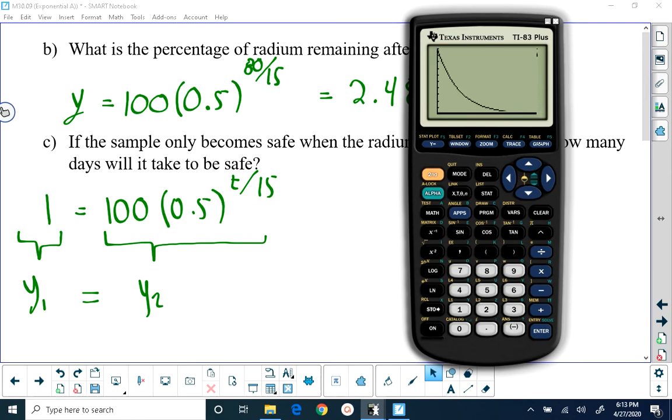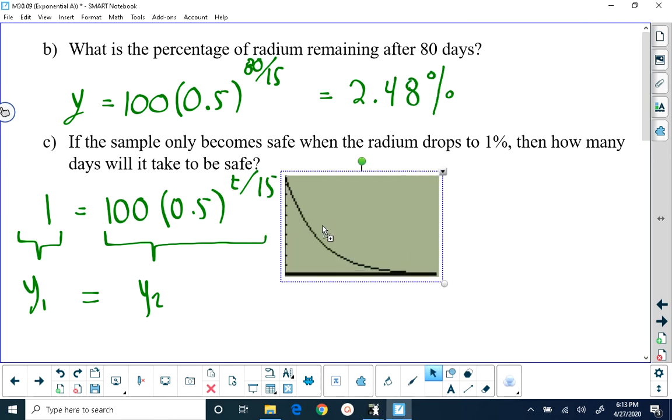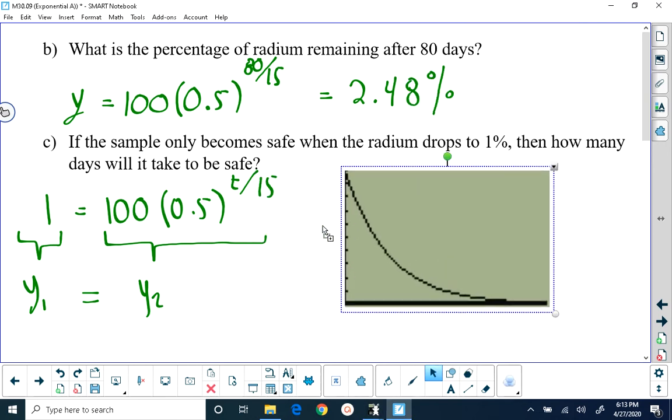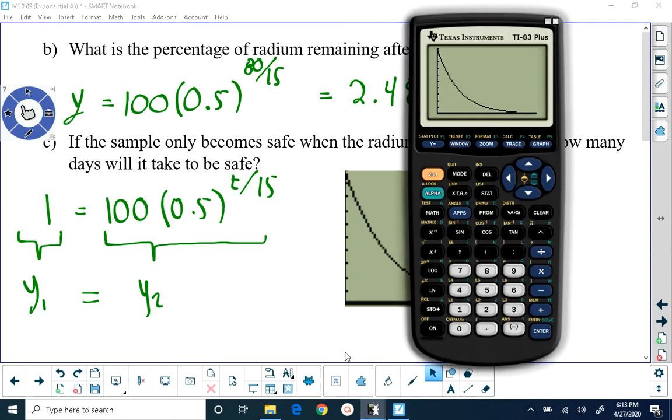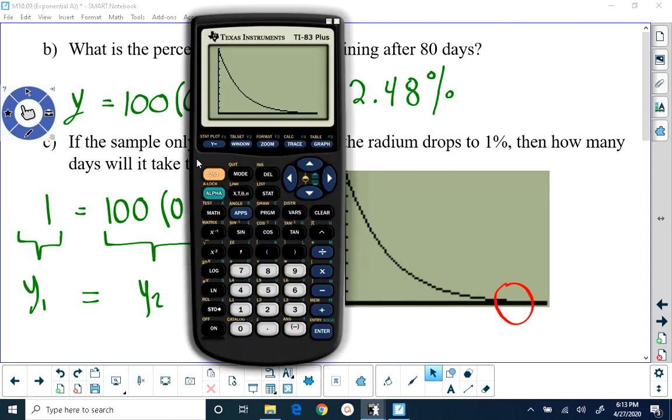By the way, that thick line you see at the bottom is y equals 1. So I am guessing, everybody, that there is a point of intersection of the line y equals 1 and the curve someplace in this area. All I have to do to find it is go to my calculate menu and choose intersect.